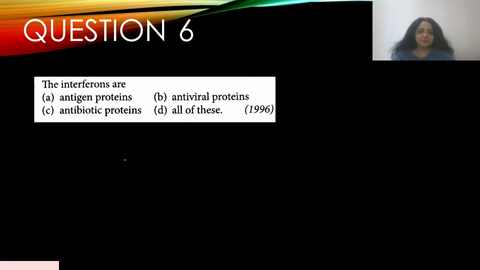Question number 6. The interferons are, appeared in 1996, A. Antigen properties, B. Antiviral properties, C. Antibiotic proteins, D. All of these. Again, it's an interferon question. Interferon seems like an important topic. It's been asked many times previously. The interferons are A. Antigen properties? No, they are antiviral proteins. They act against the virus. So the answer is B.